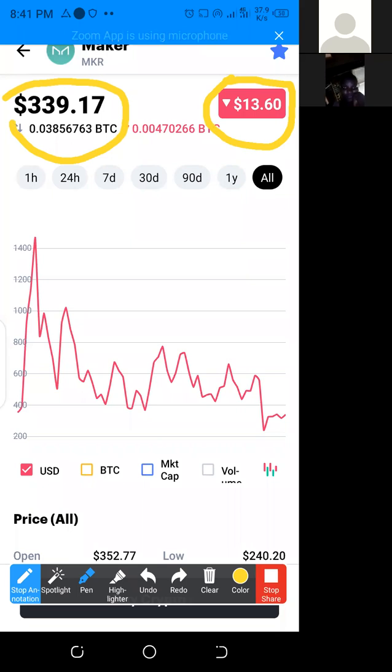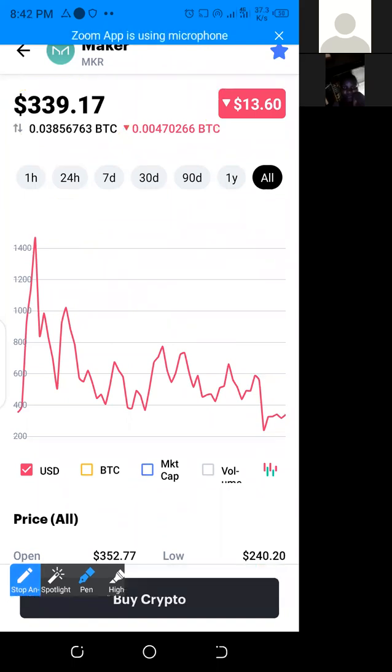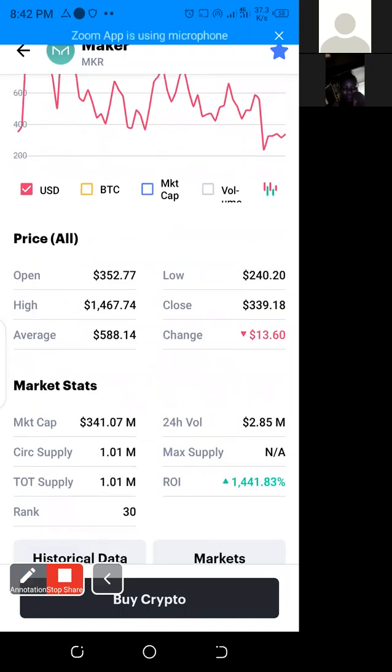Now look at this point. What is it showing us? We can see that this coin has gone higher, above $1,400. It has gone above it. But right now it has slowed down to $339. Are you seeing it?